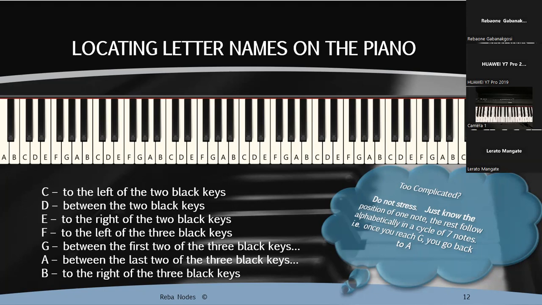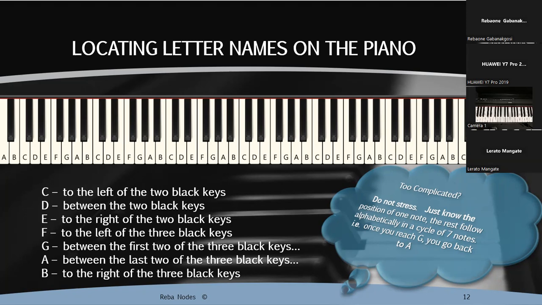The key C is usually referred to as the key which is to the left. It's a white key, by the way. It is to the left of the two black keys. You will realize something about the piano, and I suppose this is what makes it relatively easy to learn. There is a clear pattern here. I hope you do see that.